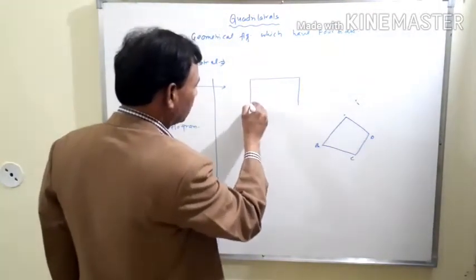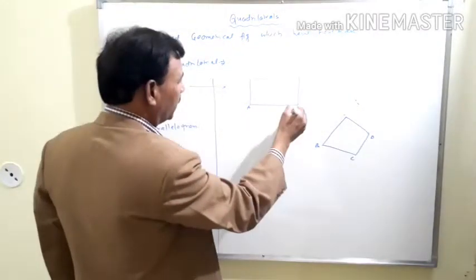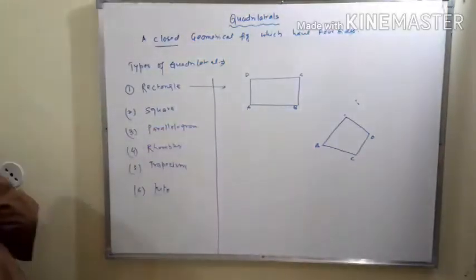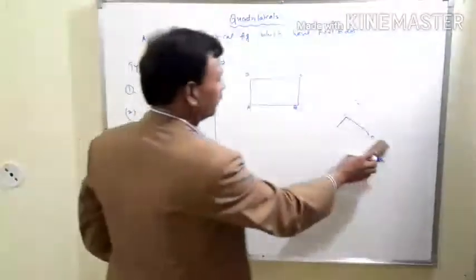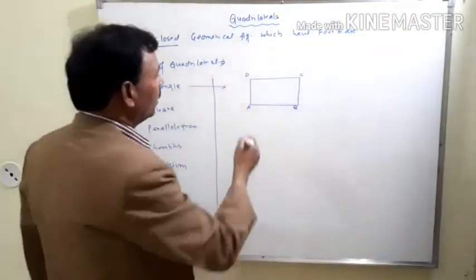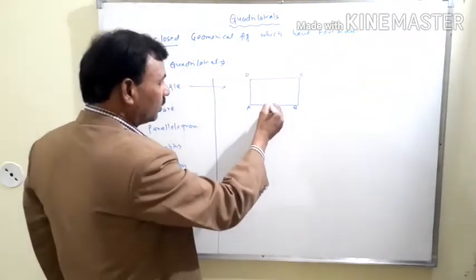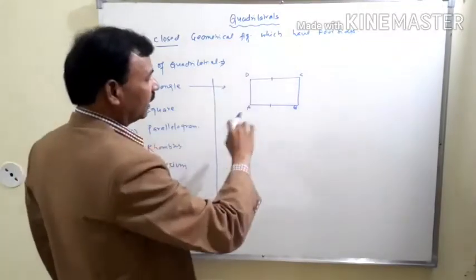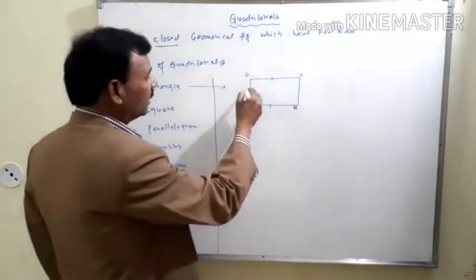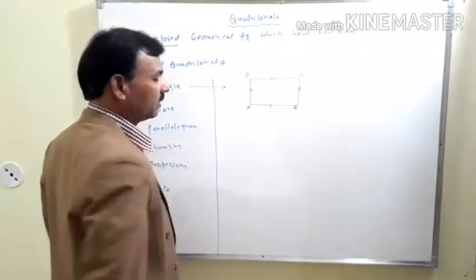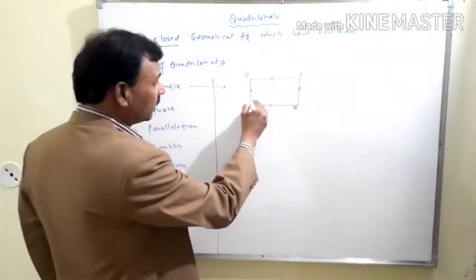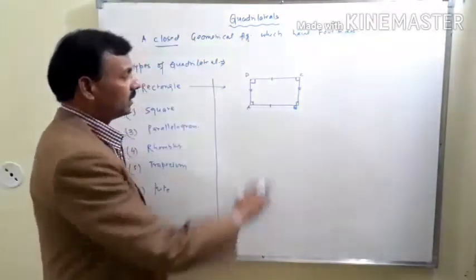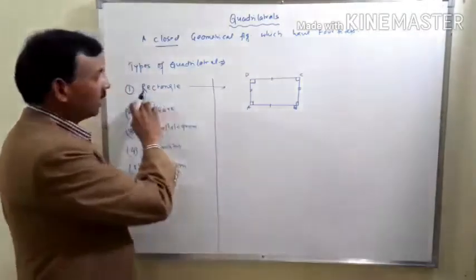Like this, ABCD. This is a quadrilateral which has four sides, and each pair of opposite sides is parallel. That means AB is parallel to CD, and the next pair of opposite sides, AD and BC, are parallel. Each angle is 90 degrees. This type of quadrilateral is known as a rectangle.